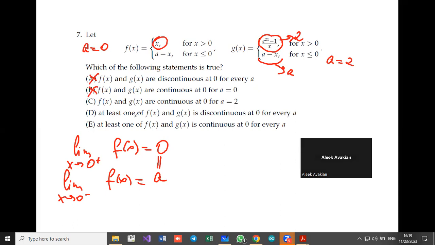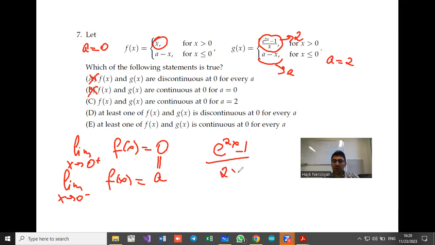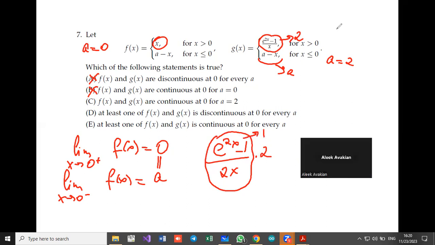Wrong. Sorry, can you say how we got the 2 for g of x? Yes, we have applied useful limit exponential 2x minus 1 divided by 2x, right? We have multiplied and divided by 2. And exponential 2x minus 1 divided by 2x tends to 1. So limit will be 2 from the right side.